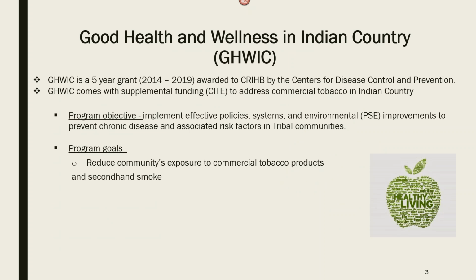GVIC is a 5-year grant from 2014 to 2019 awarded to CRIHB by the Centers for Disease Control and Prevention. The grant comes with supplemental funding that is called CITE, and that is used to address commercial tobacco in Indian country. The overall program objective is to implement effective policy, systems, and environmental changes as a way of improving and preventing chronic disease and associated risk factors in tribal communities. The program goal is to reduce communities' exposure to commercial tobacco products and secondhand smoke exposure.